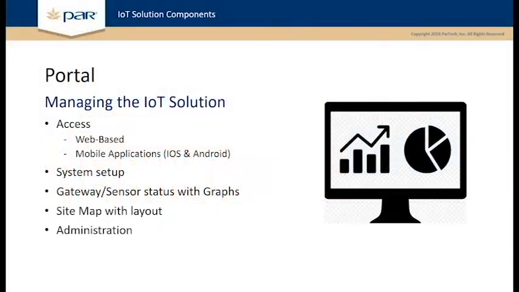So far we've talked about the gateway that gets our data to our server. We've got a sensor that actually collects the data, and now we have to have access to this data. So the next part of any system is some sort of portal, whether it be a Windows application. In the PAR's case, we use a web-based application. And basically what does it do? It provides access to the web server.